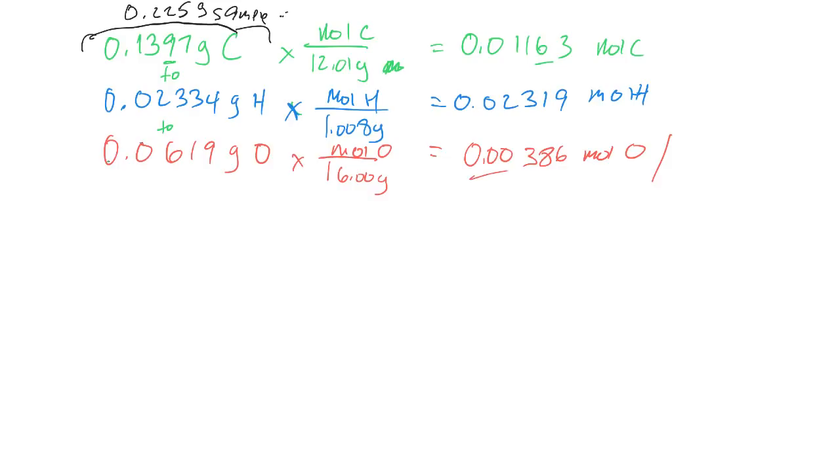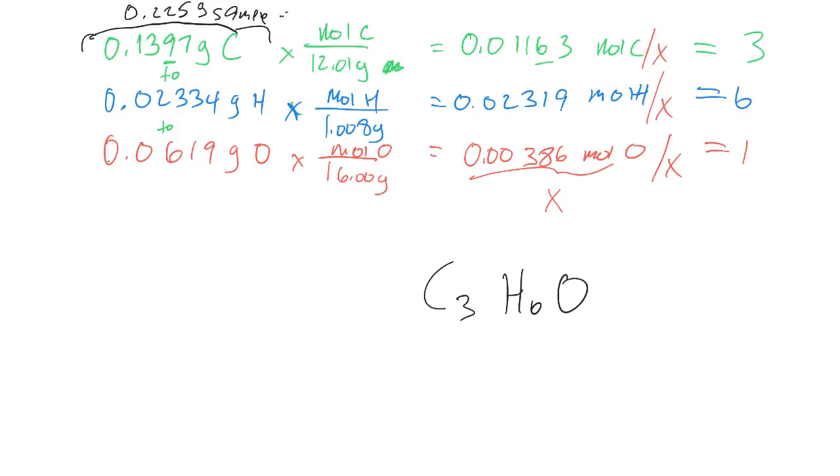So we're going to set this to x, that's our smallest. So we're going to divide these all by the same value to keep our ratio intact. And so then our moles of carbon works out to be 3. The moles of hydrogen works out very nicely to be 6. And then, of course, the oxygen by itself is 1. So our ratio, our formula, comes out to be equal to C3H6O.